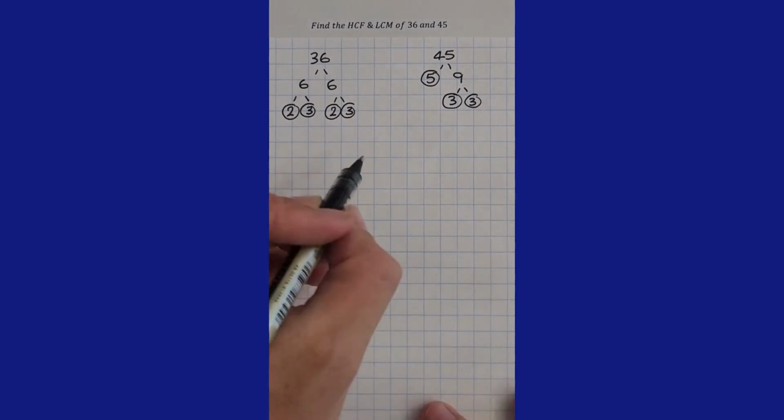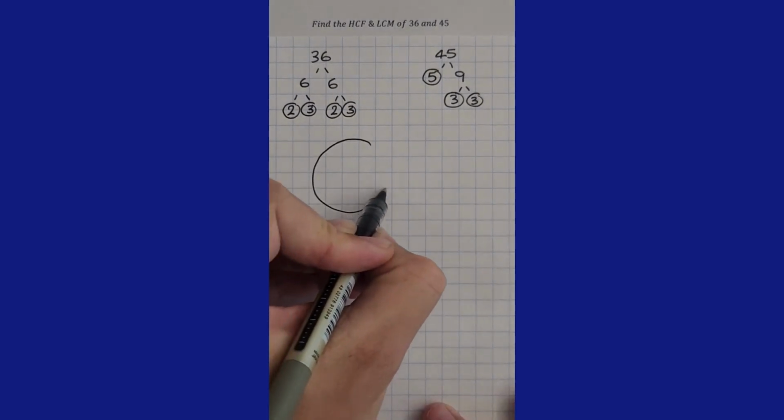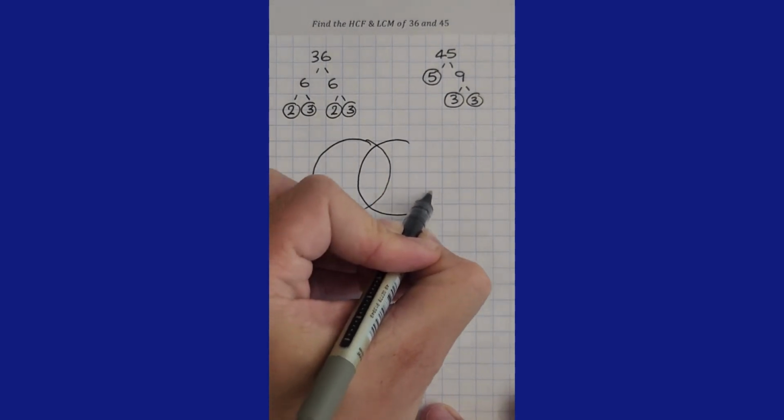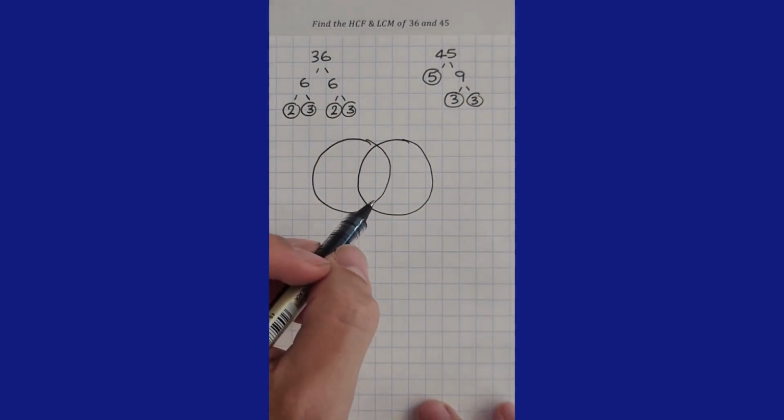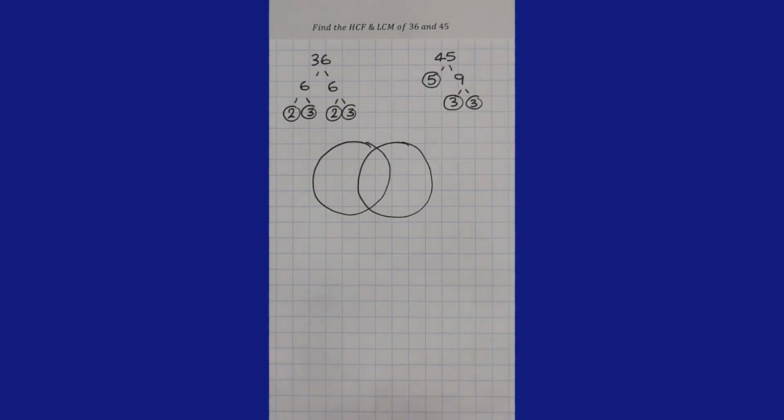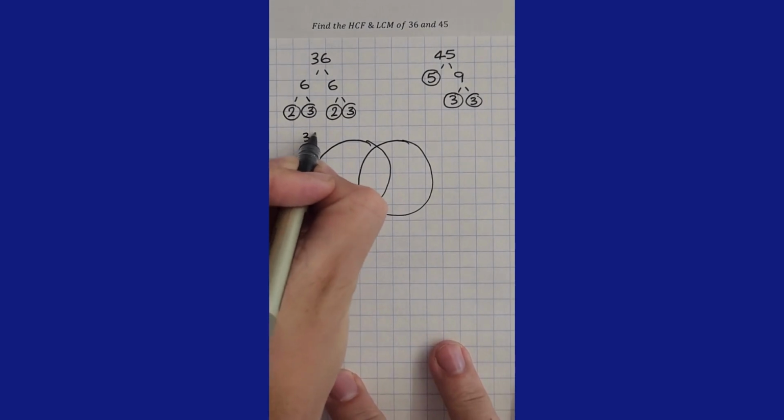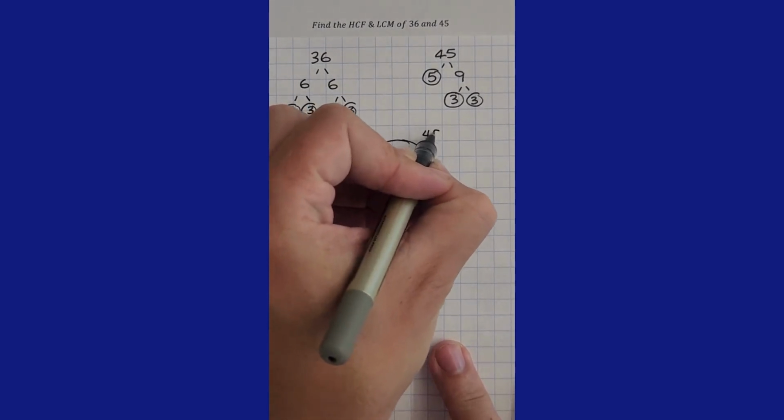Right, Venn diagram, 2 numbers. So 1 circle and then another circle. Slightly bigger overlap here. I always tend to try and make it a bit bigger just in case I've got more than one number. So we've got 36 and we're going to go with 45 over here.